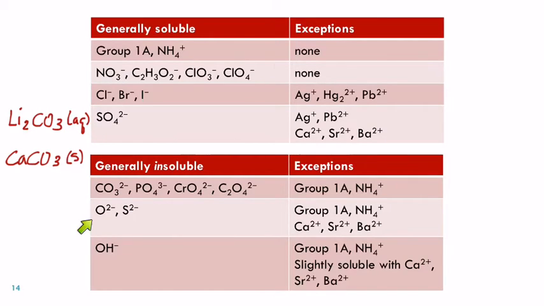And then we see that oxides and sulfides are also generally insoluble. Again, group 1A and ammonium are exceptions. And then calcium, strontium, barium. So you see calcium, strontium, and barium are going to show up as exceptions to several different things. And then we've got the hydroxide ions. Hydroxide compounds are generally insoluble except for group 1A and ammonium. And then with calcium, strontium, and barium, they're considered slightly soluble.